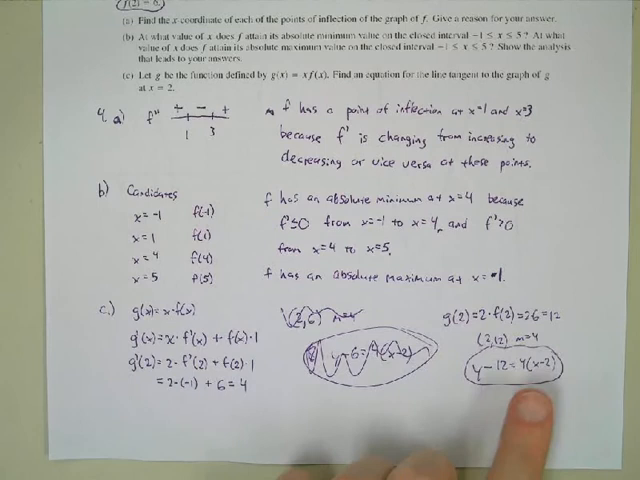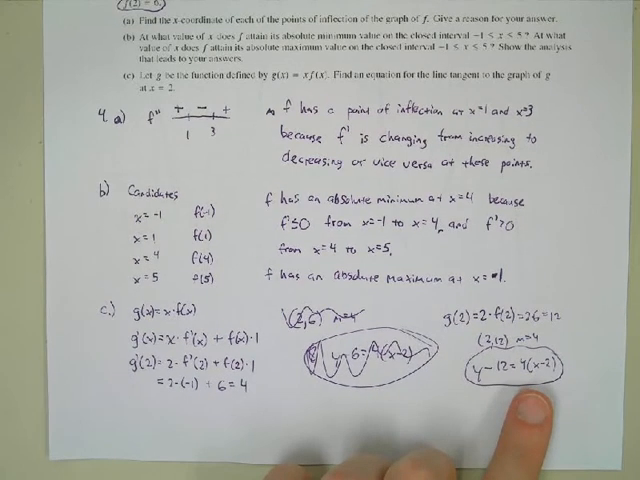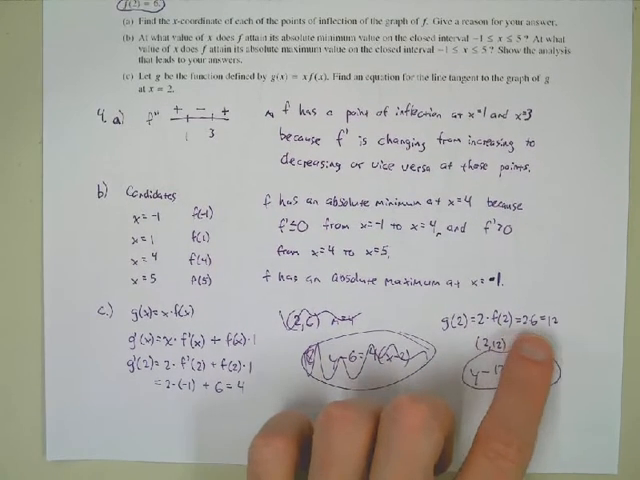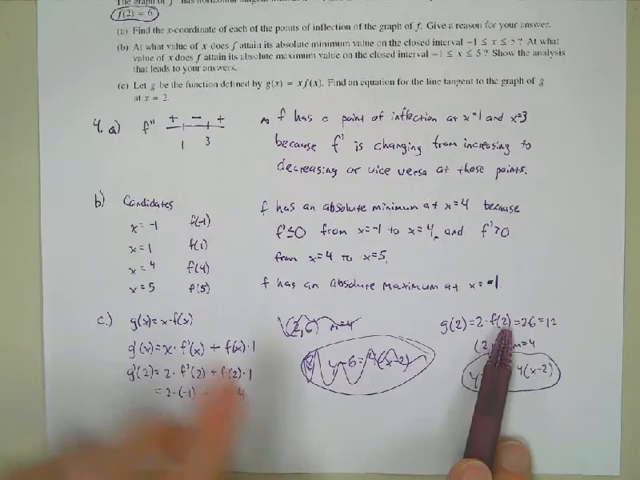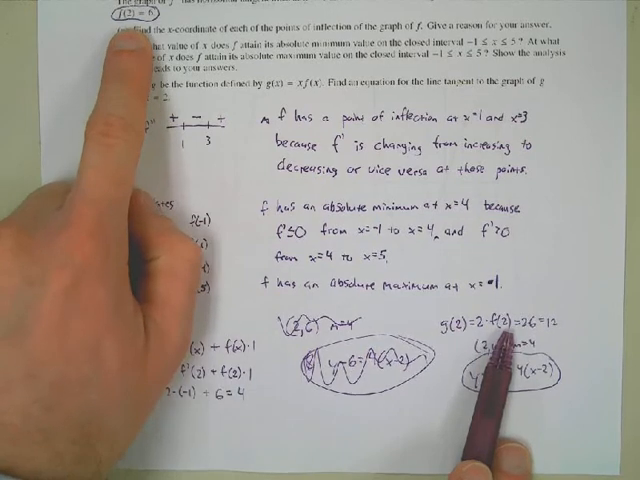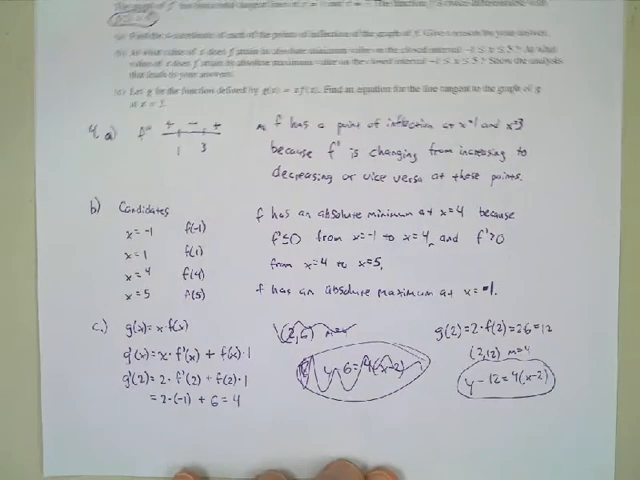Another example. G of 2 equals 2 times f of 2 equals 2 times 6 equals 12. How do I know what f of 2 was? It was given to us right up there, Mac. F of 2 is 6. I'm sorry, it's 2 times 6.